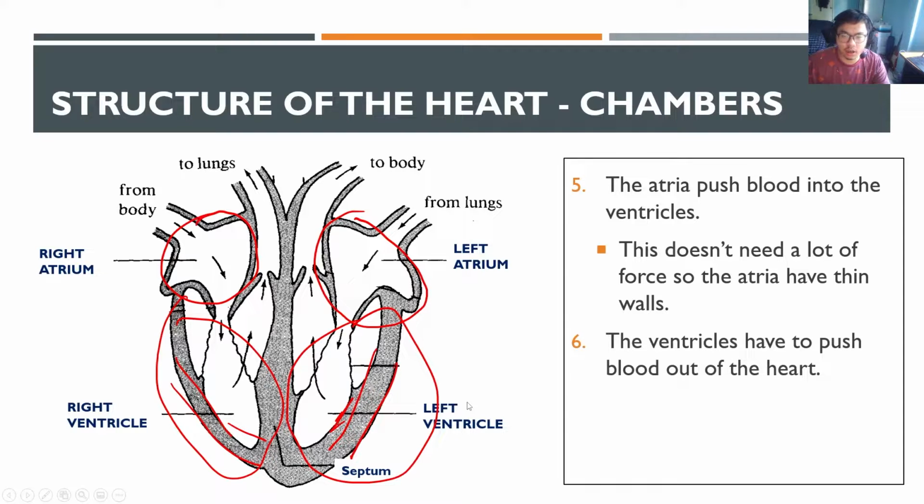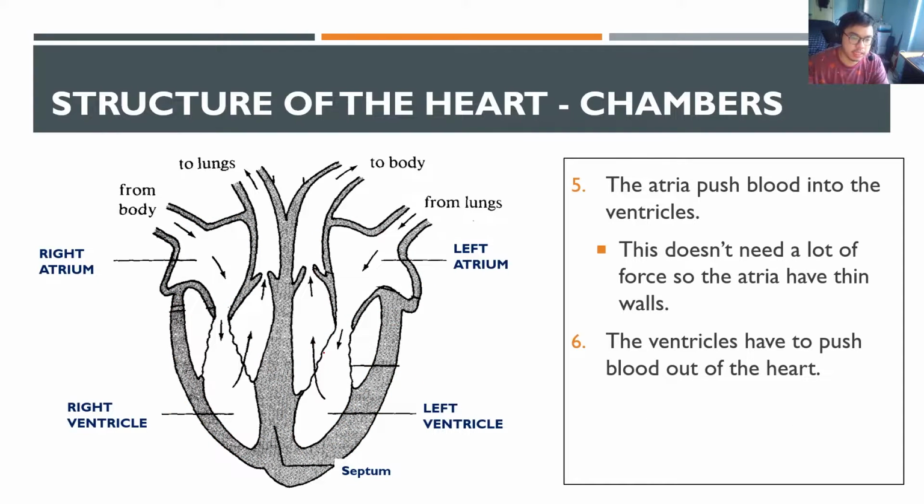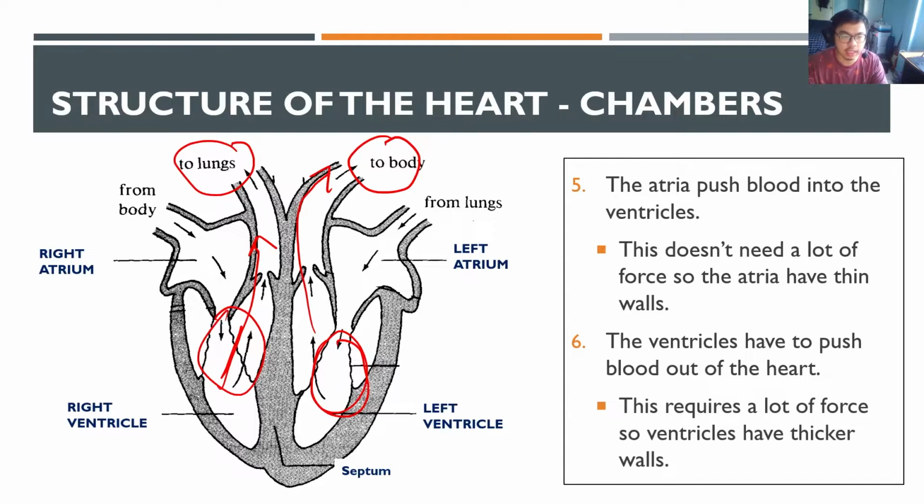The ventricles, on the other hand, have to push blood out of the heart. So blood in the left ventricle has to be pushed out to the body, whereas blood from the right ventricle has to be pushed out to the lungs. Because they have to push out the blood, they need a lot of force, and so the walls have to be thicker. It has to be very muscular, because they have to push the blood very strongly.